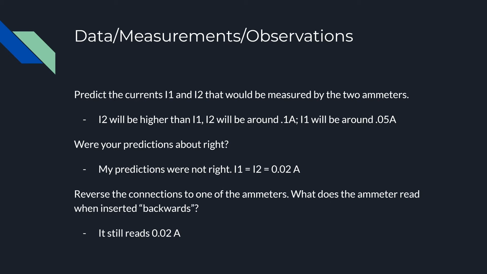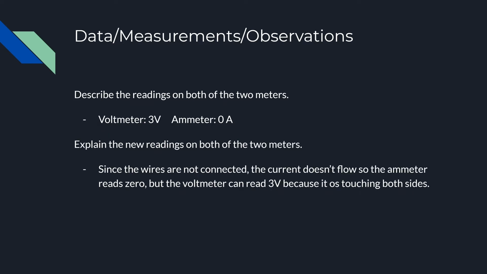I predicted the current in I1 and I2. For I2 to be higher than I1, I said that I2 will be around 0.1 A and that I1 will be around 0.05 amps. My predictions were not right, as they were both equal and equal to 0.02 amps. Backwards, the current still read 0.02 amps. The readings on both of the two meters were 3 volts on the voltmeter and 0 on the ammeter.